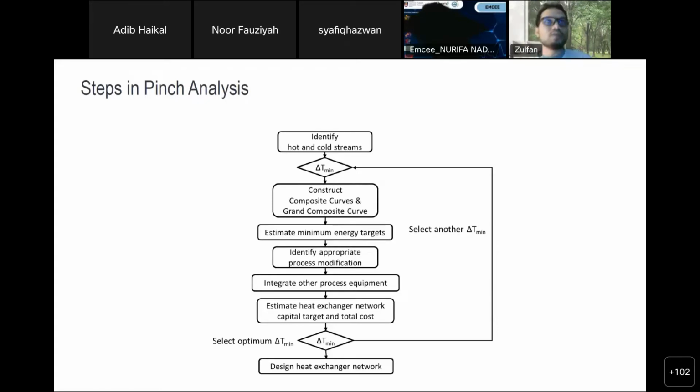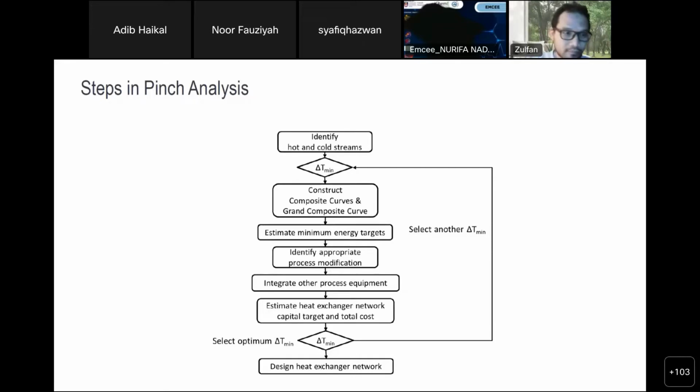And then once we get that, we identify which are the hot and cold streams, which I think you know. And then we specify the delta T min approach that we would base our evaluation on. And then we typically make the composite curve and the grand composite curve in the 3rd box, and we estimate the minimum energy targets. So we have that estimation, which I think you know already.